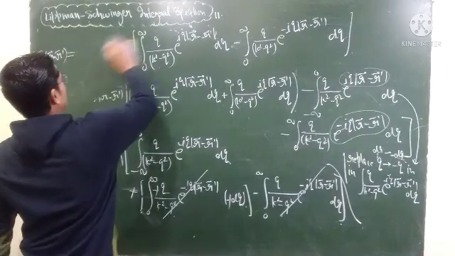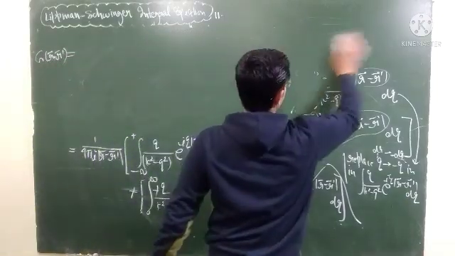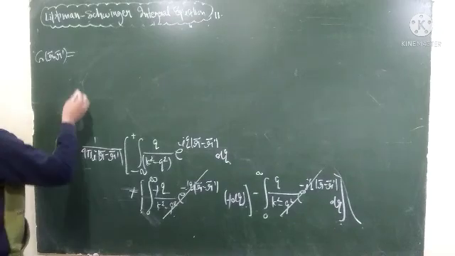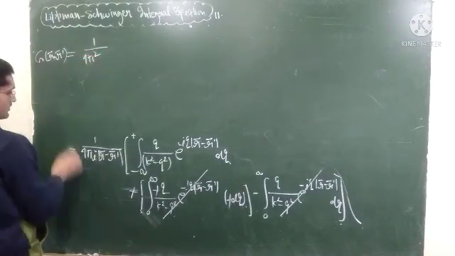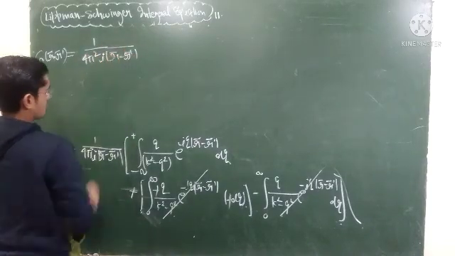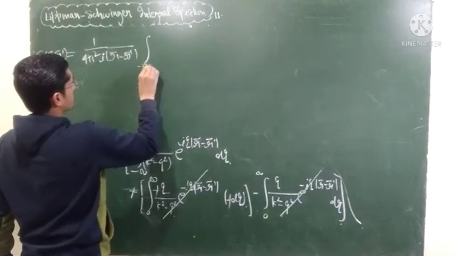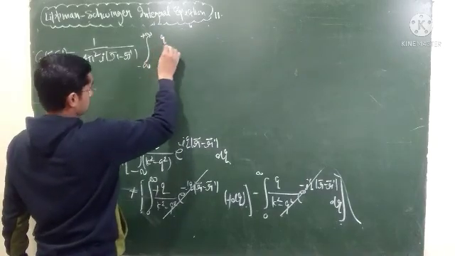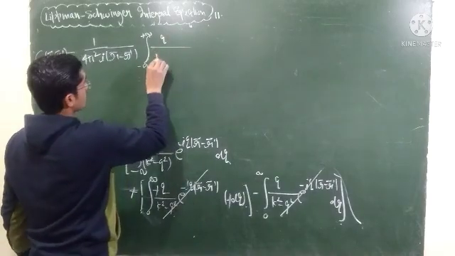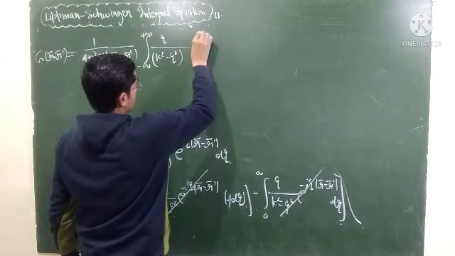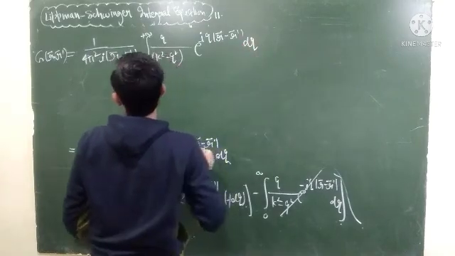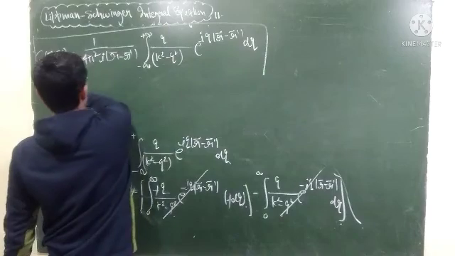So let me write the result directly. The final expression for the Green's function is 1 over 4 pi square, it is pi square iota (r minus r dash), into the integration from minus infinity to plus infinity of q over (k square minus q square) into e to the power iota q (r minus r dash) dq. So this is the expression that we now have to solve.